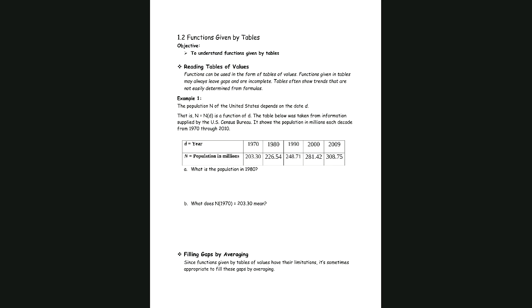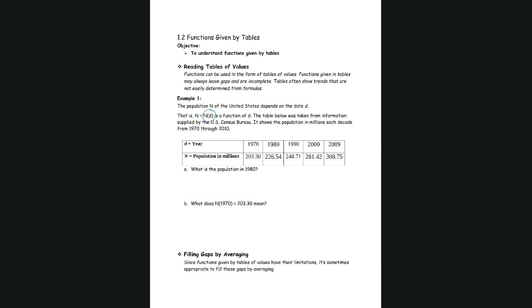Let's look at example 1. The population N of the United States depends on the date D. So we know that N depends on D, so N is the dependent variable and D is the independent variable. Written in function notation, N of D. The table below shows the population in millions each decade from 1970 to 2010.